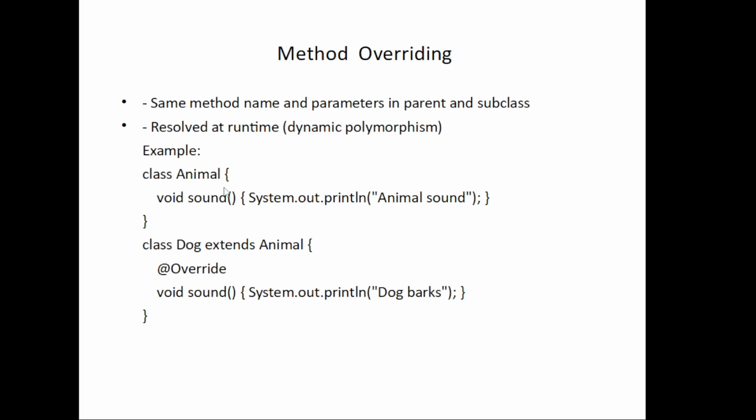So here Animal is the parent class which has this method void sound that prints animal sound here, and Dog class extends this Animal class here, so it inherits the sound method, but Dog wants to give its own implementation, so it overrides the method using the Override annotation here and giving its own implementation here.